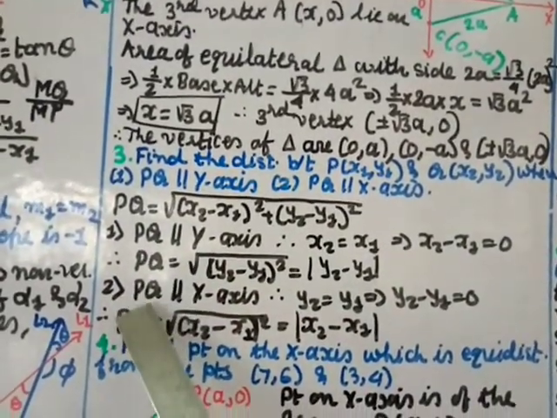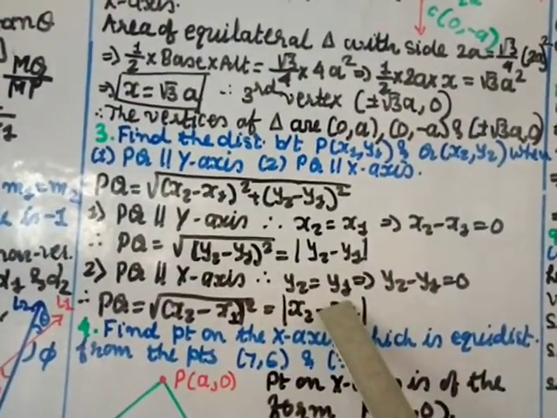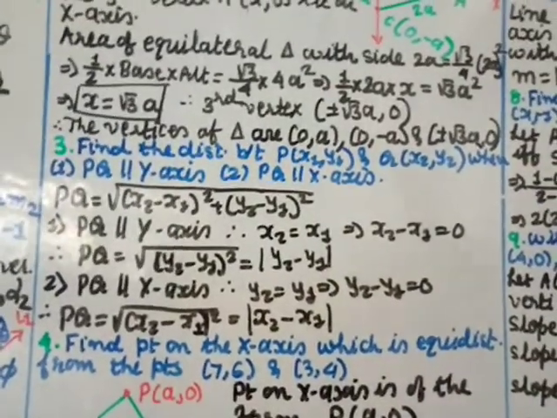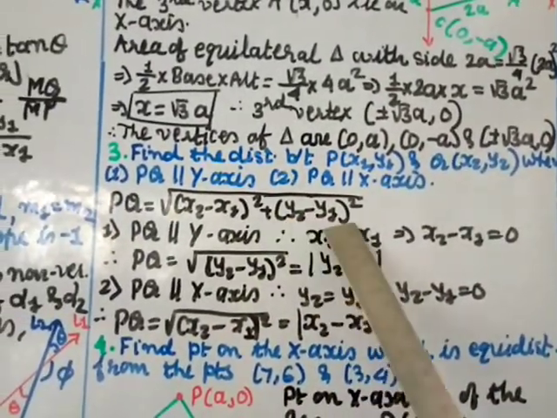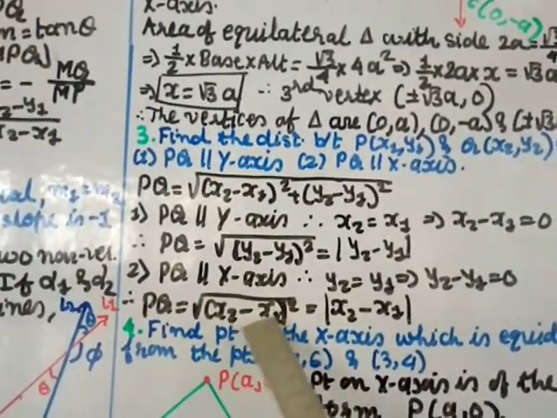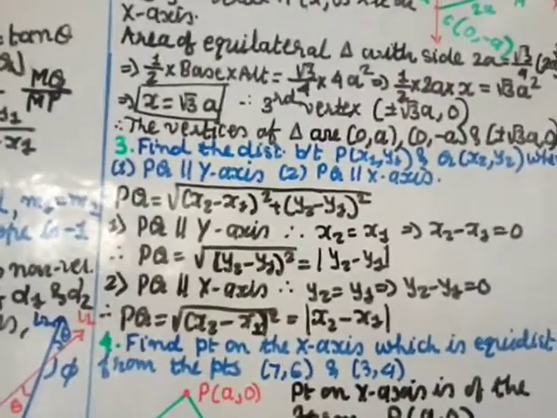Now the second case is PQ parallel to the x-axis. If it is parallel to the x-axis, that means y2 equal to y1. Transferring y1 over here, y2 minus y1 equal to 0. That means this value will become 0. So if I put 0, then only this value remains. So PQ equal to square root of (x2 minus x1) whole square. Square and square root cancel, so it equals modulus of x2 minus x1.